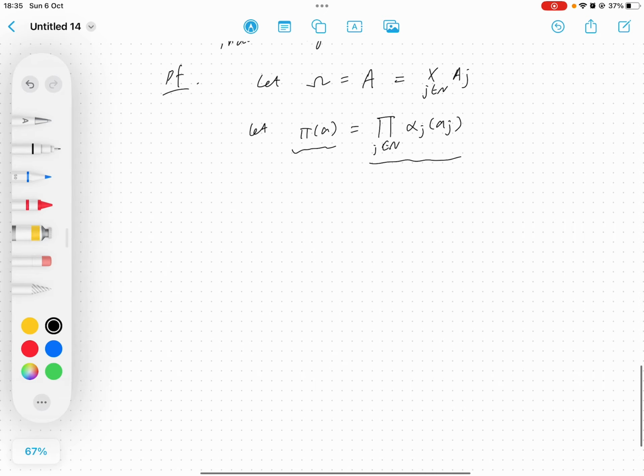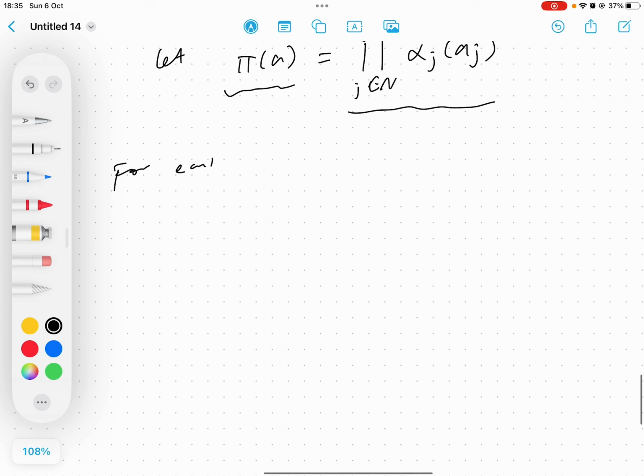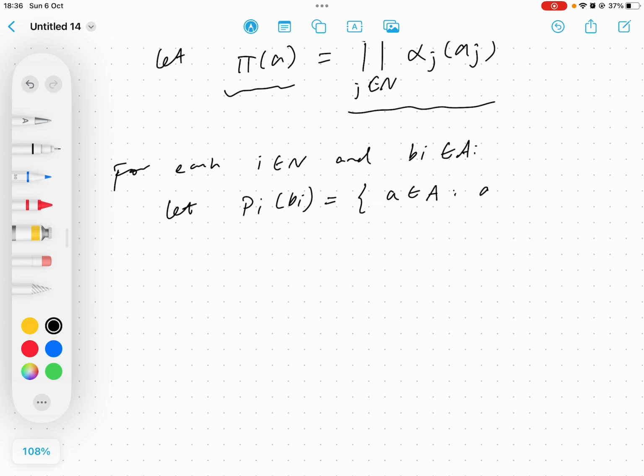So for each i and some b_i, let P(b_i) be the partition. So we define the element of the partition, given some b_i, to be some element a in A where a_i is b_i. So we define exactly the partition for the action b_i to be those elements that are equal to this b_i in the set of this action space A, right?